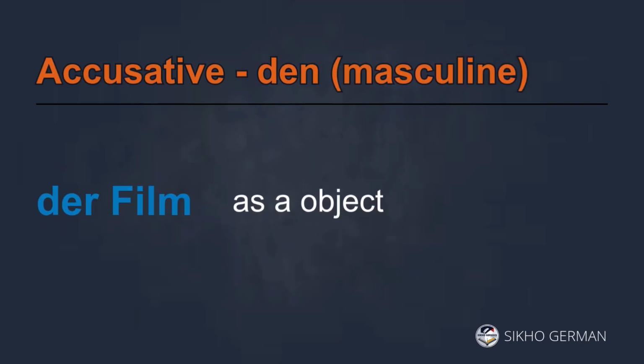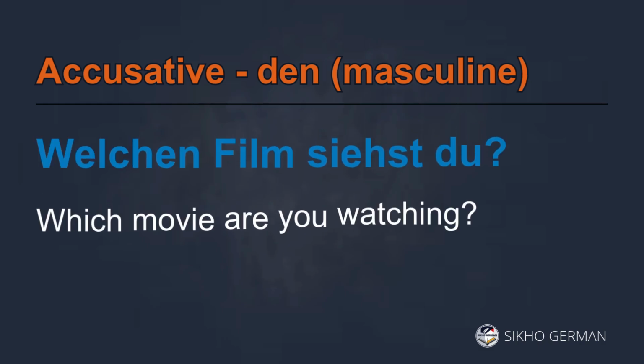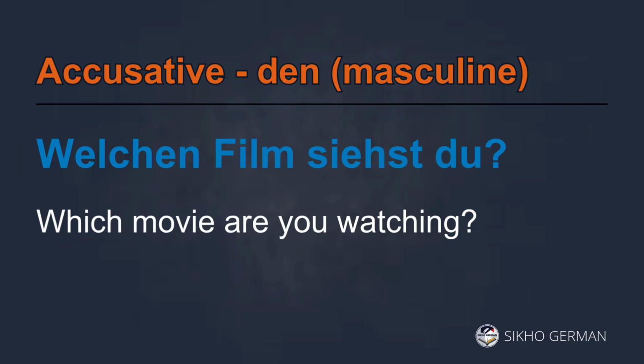Now, watch what happens when the movie becomes the object of the sentence. Welchen Film siehst du? Which movie are you watching? Here, du is the subject doing the action. The movie is the direct object receiving the action. In the accusative case, der changes to den, so Welcher changes to Welchen.